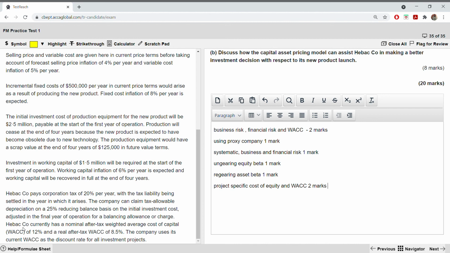Here they have given you some risk. What is it? Obsolete due to new technology. That's why after 4 years they will cease the production. So business risk is there. Financial risk is taking debt, if you take debt and all. So make sure that in your answer all these are there.